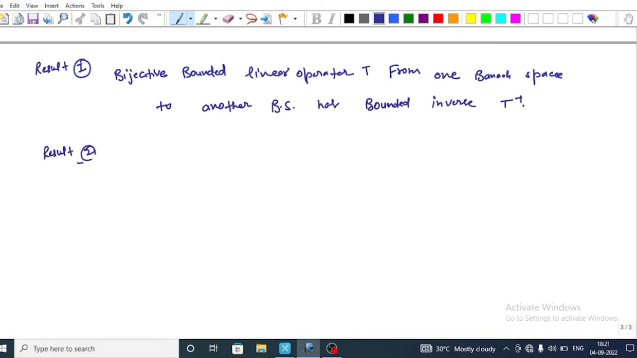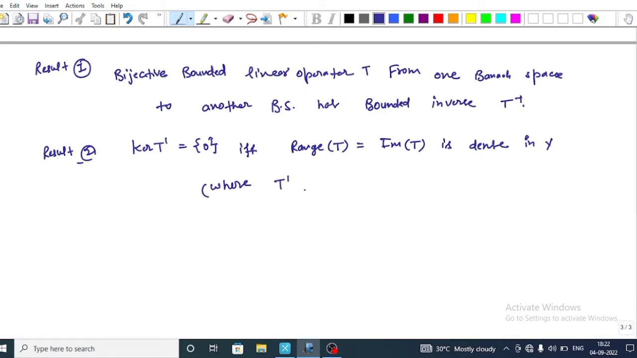Result 2 is that kernel of T prime equals 0 if and only if the range of T, that is the image of T, is dense in Y, where T prime is the dual map of T.